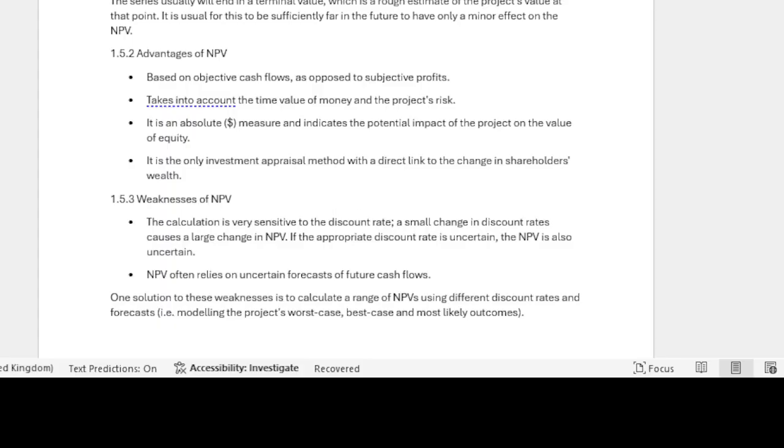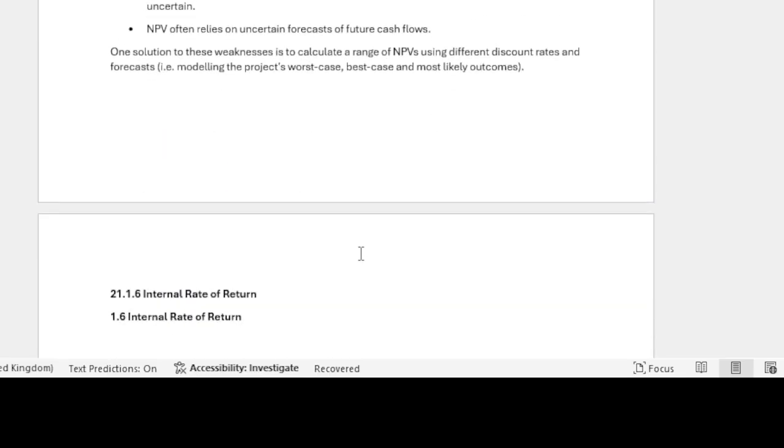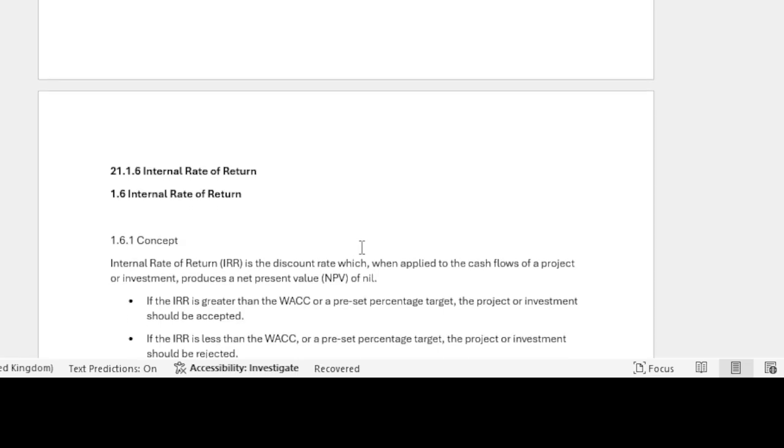Then it also relies on uncertain forecasts of the future cash flows, because it is an estimation, it's not an actual consideration.